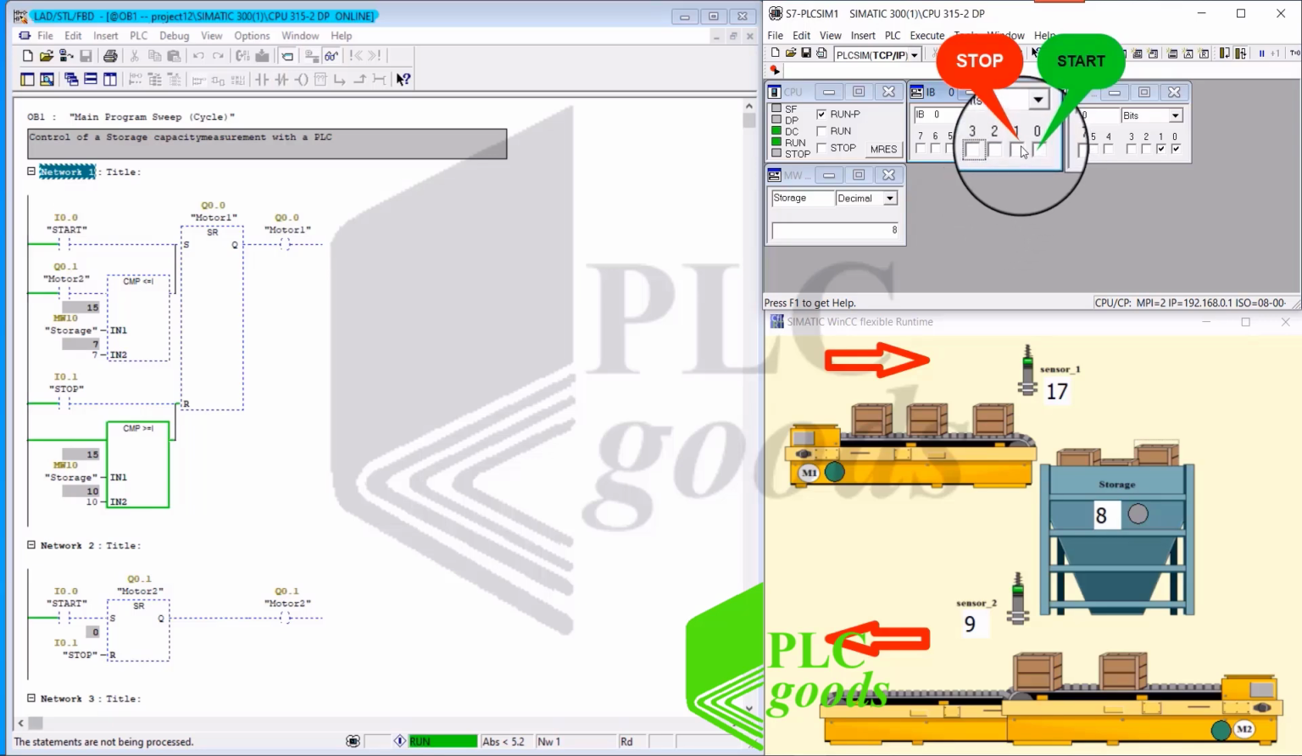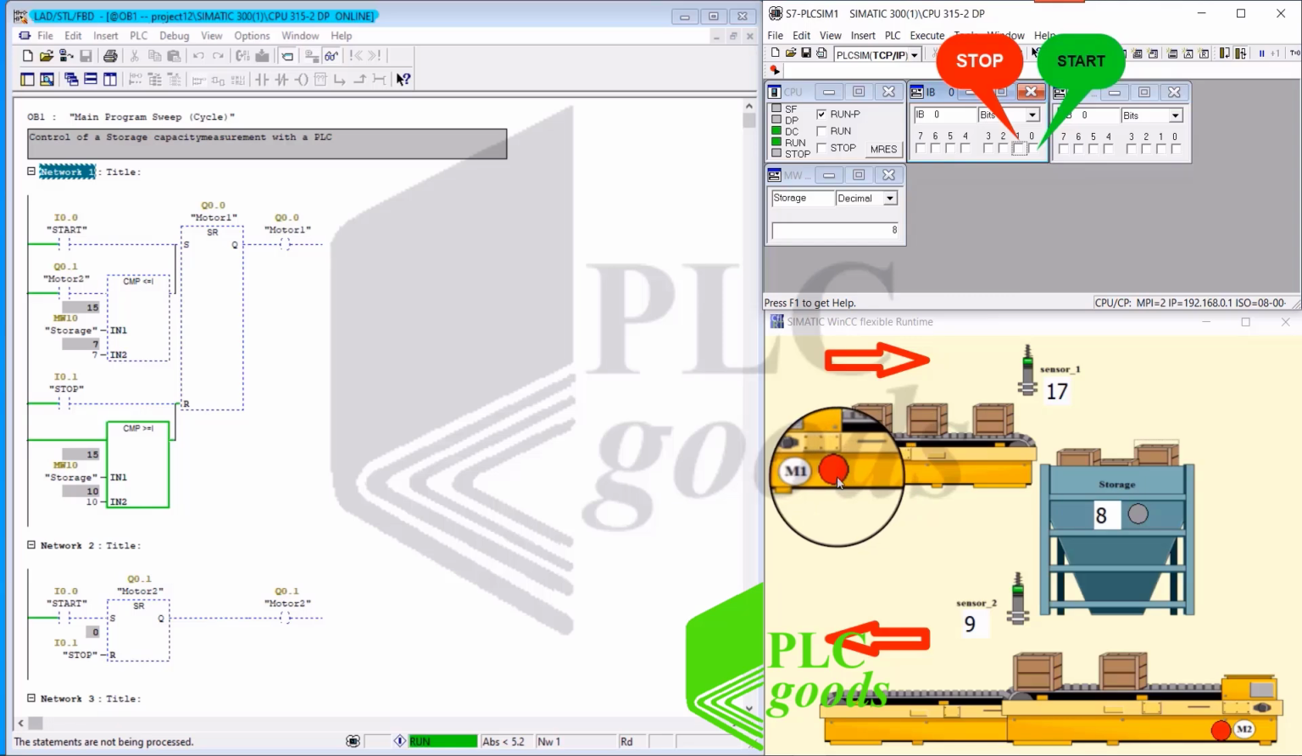In total, right now I have activated sensor number 1 for 17 times, sensor number 2 for 9 times, and a total of 8 boxes are inside the storage area. Right now M1 and M2 turned off because I activated the stop button.